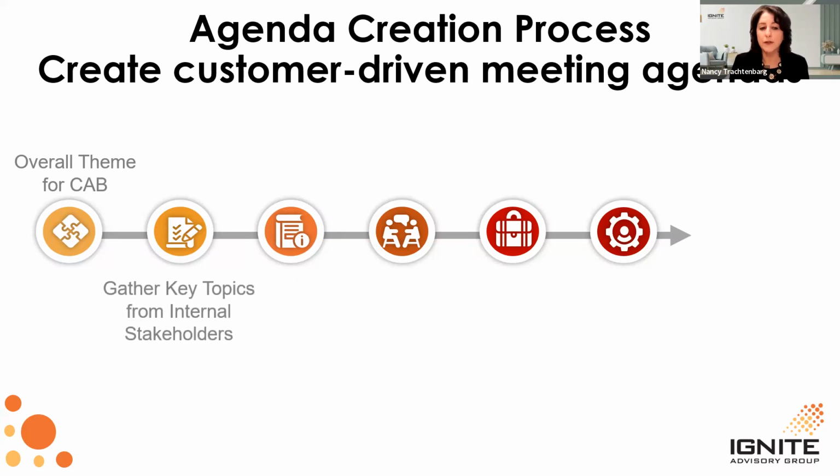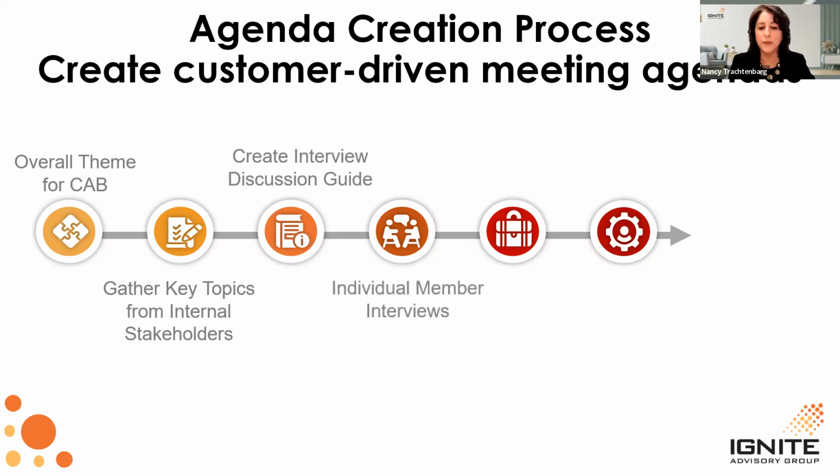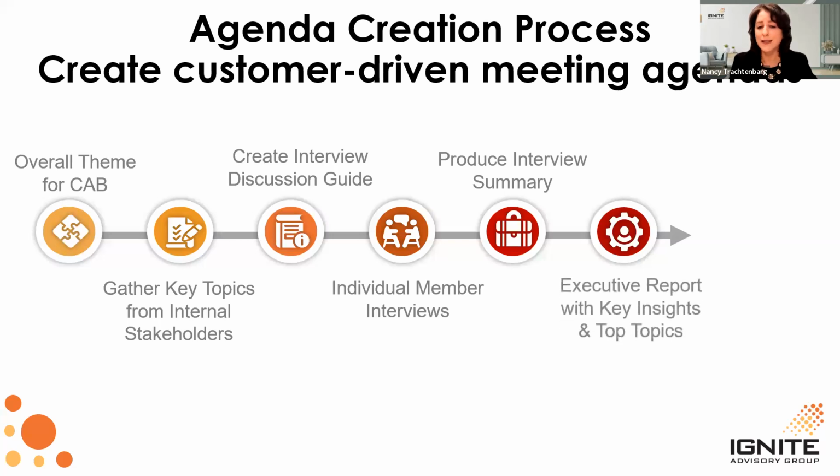From there, you're going to start to gather topic ideas from your internal stakeholders and then create what we call a discussion guide of 6 or 7 of those topics that your stakeholders have recommended. And I'm going to walk through each of these steps in a little bit more detail. Then, using the discussion guide, you're going to interview your members. We conduct 30-minute calls with each of the members to get their perspective on what's relevant and top of mind for them. And then we create a summary, an analysis of what we heard during all the interviews. And that's what then informs the agenda for the meeting.